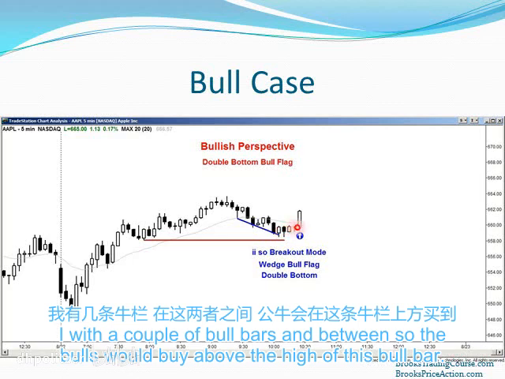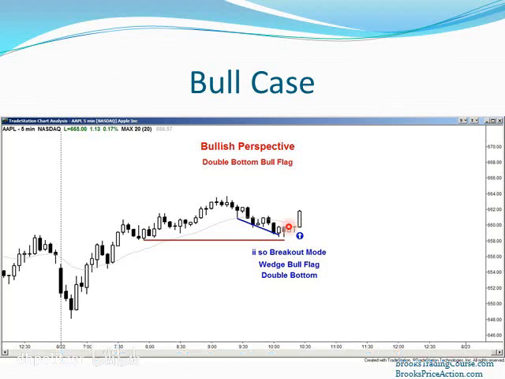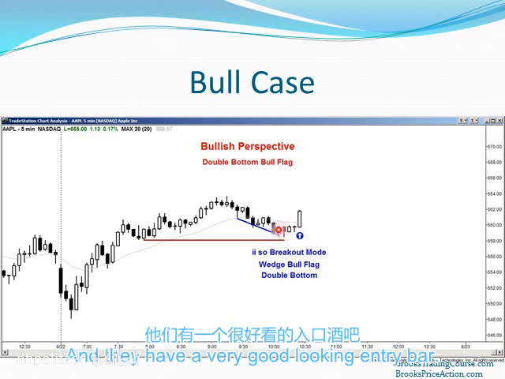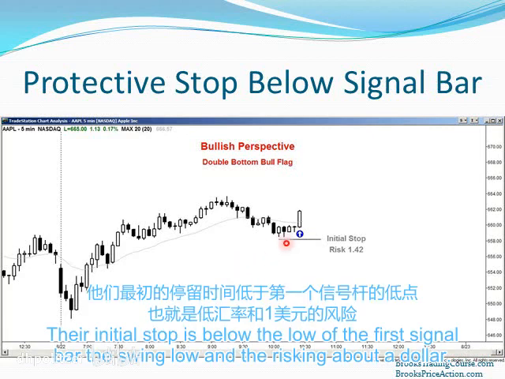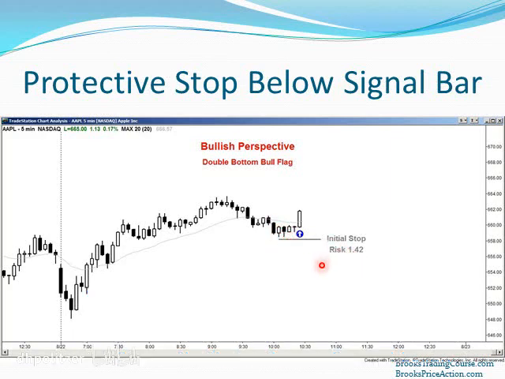So the bulls would buy above the high of this bull bar, and they have a very good looking entry bar. Their initial stop is below the low of the first signal bar, the swing low, and they're risking about $1.42.